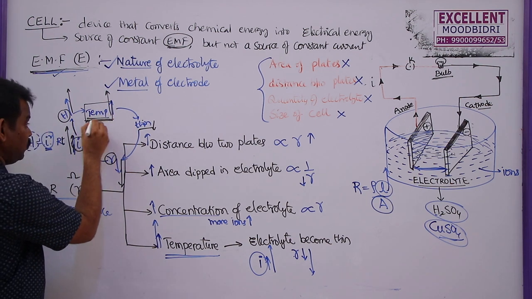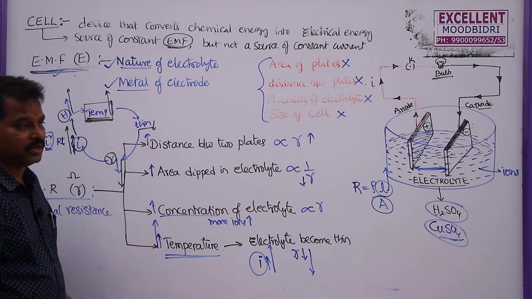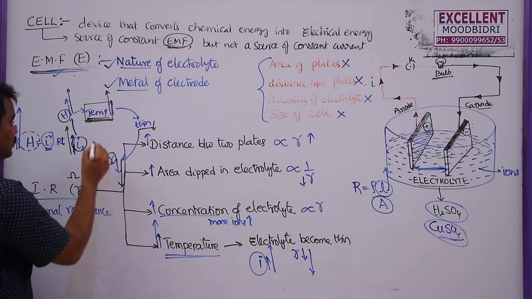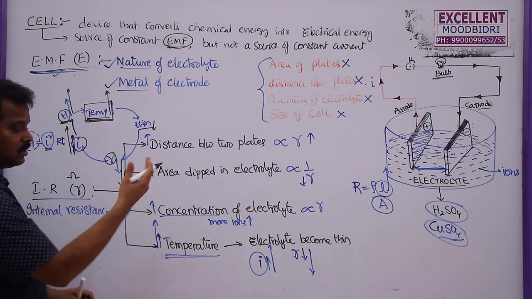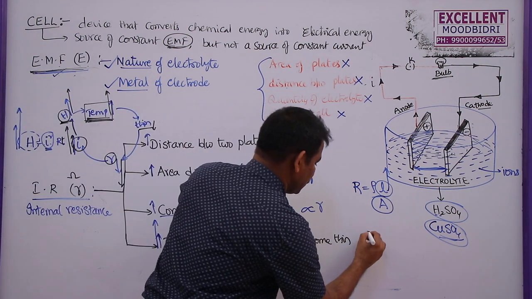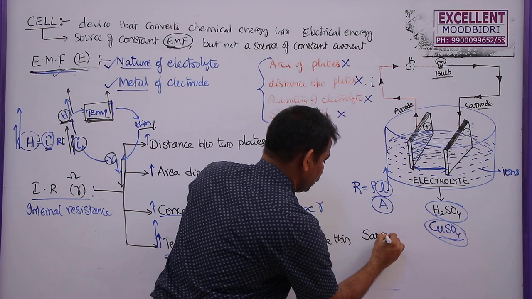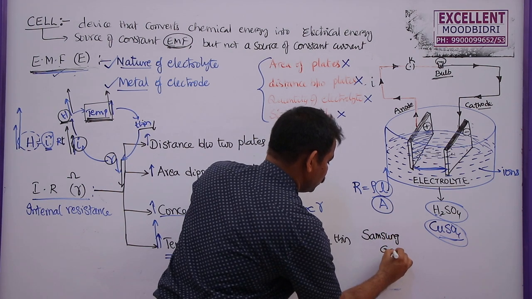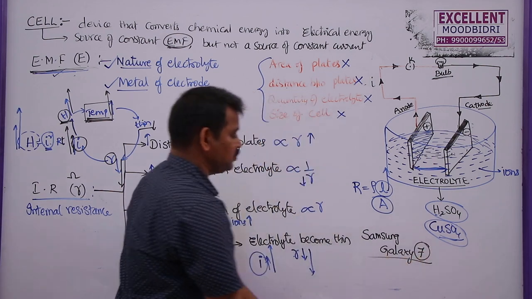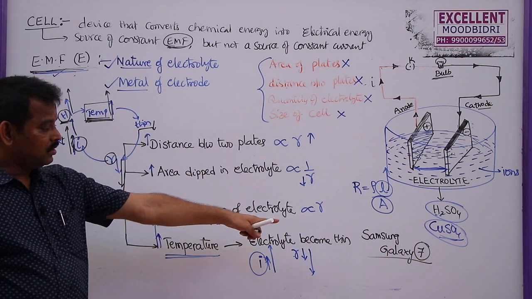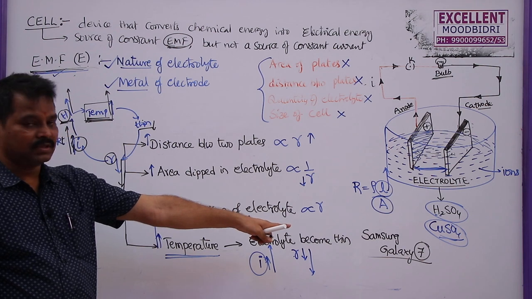If you fail to maintain this temperature constant for a cell, what happens? As the heat energy increases, the cell may burst. So this you can see in the case of Samsung Galaxy 7, and even now so many airports and aeroplanes are not allowing this Samsung Galaxy 7. Why? Because it happened so many times to this Samsung Galaxy 7.